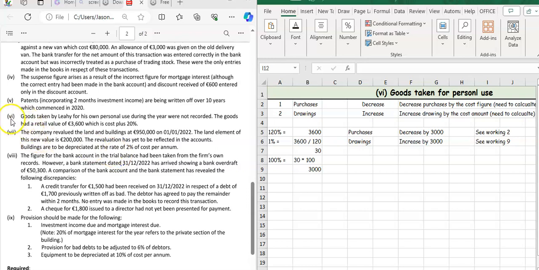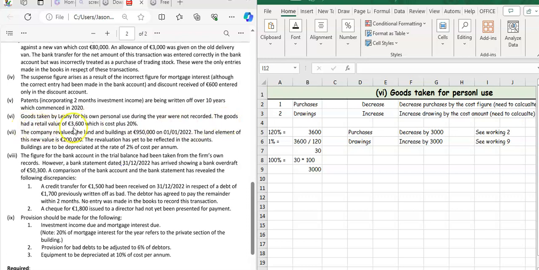Okay, so let's have a look at adjustment 6 for the 2023 sole trader higher level for Leahy. Goods taken by Leahy for his own personal use during the year were not recorded. So if he's taken goods, then we need to reduce our purchases. And if it's for personal use, then we need to increase drawings.